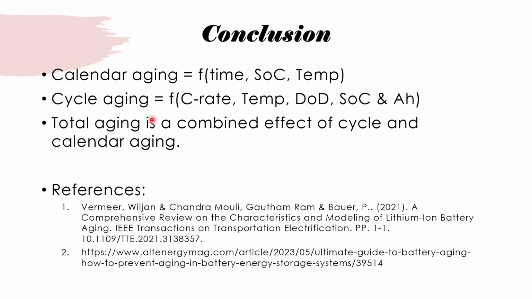So to summarize, calendar aging is a function of time, SoC, and temperature. On the other hand, cycle aging is a function of C rate, temperature, depth of discharge, state of charge, and charge throughput. Total aging is a combined effect of cycle and calendar aging.